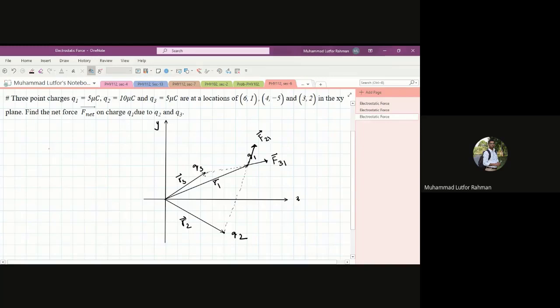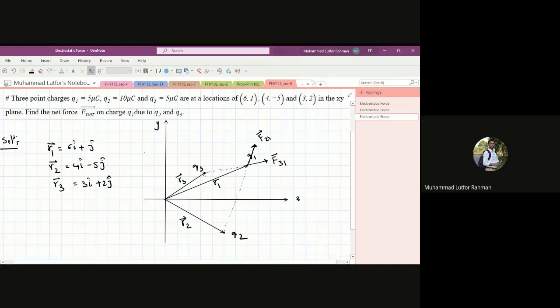So what would be that? My R1 would be 6i plus j hat. What would be R2? R2 would be 4i minus 5j. R3 would be 3i plus 2j. These are the position vectors.